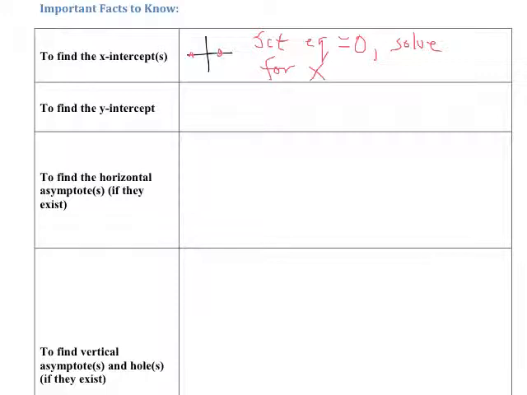And to find the y-intercept, there's only going to be at most one of them, and to do that what you want to do is let x be 0 and then solve for y.